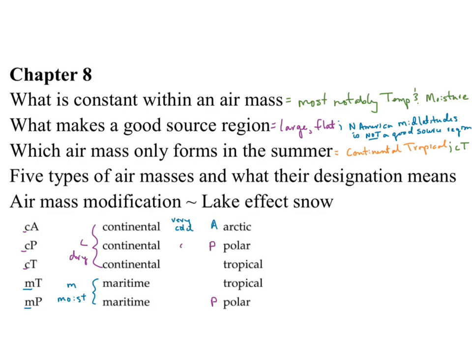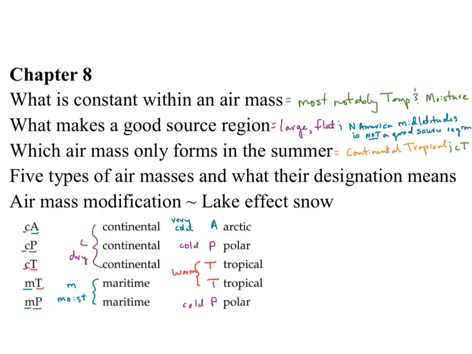And down there at the bottom, I went ahead and wrote all 5 types of air masses: Continental Arctic, continental polar, continental tropical, maritime tropical, maritime polar. The first 3 are continental, so they're relatively dry. The last 2, the M stands for maritime, so they're moist. And remember the second letter is capitalized in designating the air masses. The A stands for Arctic, bitterly cold. The P stands for polar, just simply cold. And the T stands for tropical.